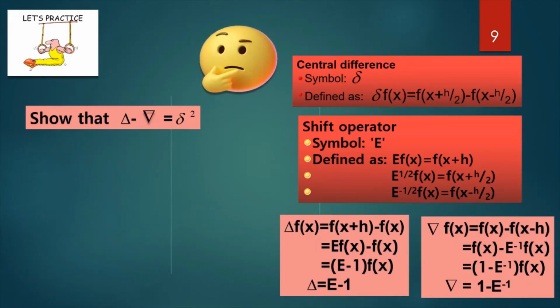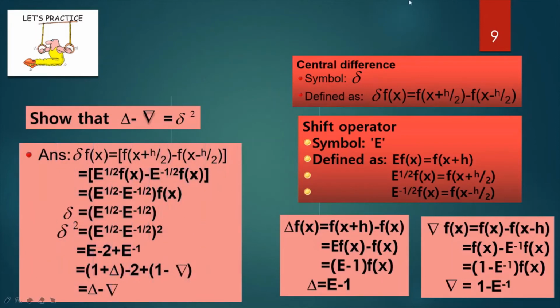So the solution is, we know that small delta f(x) equals f(x plus h by 2) minus f(x minus h by 2). And f(x plus h by 2) means it is e to the power half f(x). And f(x minus h by 2) means it is e to the power minus half f(x). That is, e to the power half minus e to the power minus half, f(x). So small delta equals e to the power half minus e to the power minus half. Take square on both sides.